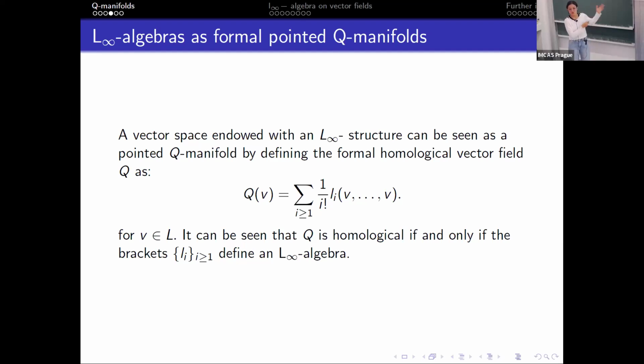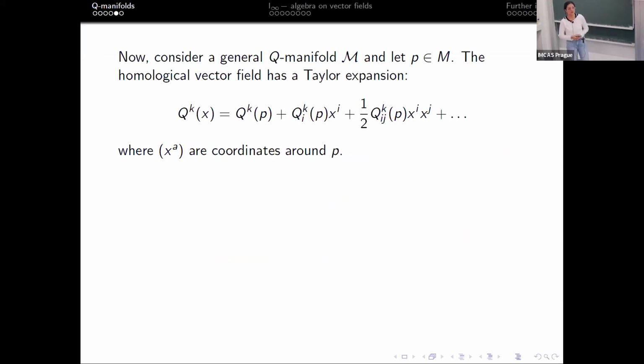And we can prove that this object will be homological if the brackets satisfy the conditions in the definition of an L-infinity algebra. So we see that it is an equivalent concept to think about a Q-manifold or an L-infinity algebra. And we can also do it in the opposite way: we can start from a general Q-manifold and produce an L-infinity algebra on the tangent space at a given point. What we do now is to consider a Taylor expansion of the homological vector field Q, which is written here.